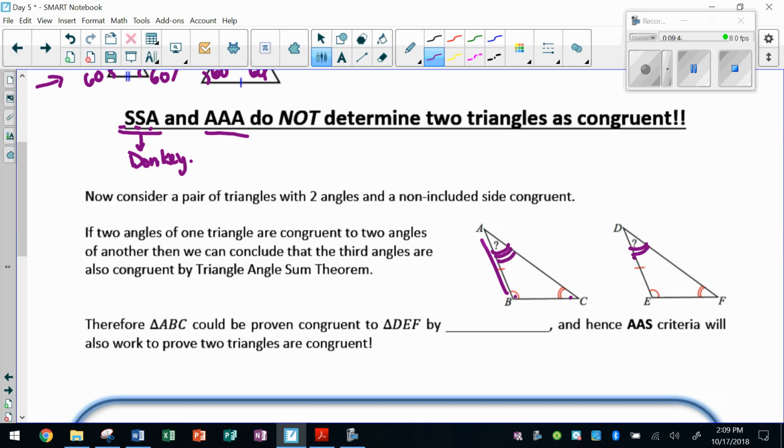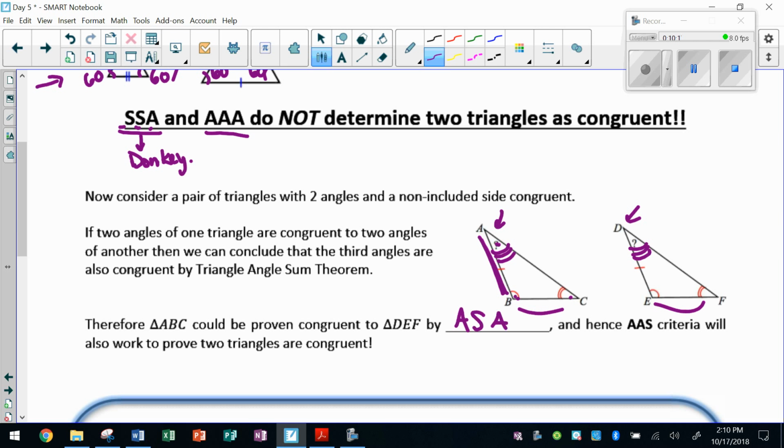Well, by the triangle angle sum theorem, we know that the angles have to add to 180. So if these two are congruent to these two, then obviously the sums are equal, which means when we subtract the sums from 180, we're going to get the same thing for A as we do for D. So technically, because A and D are congruent, we actually could prove these two triangles congruent by this angle A, this side, and angle B, which is absolutely a true and verified form of congruency.